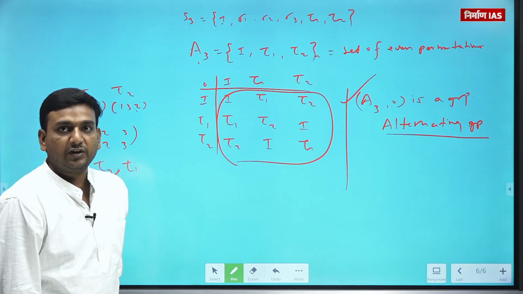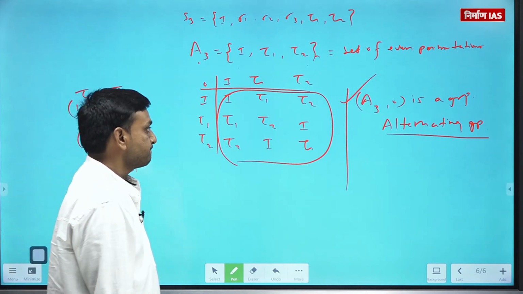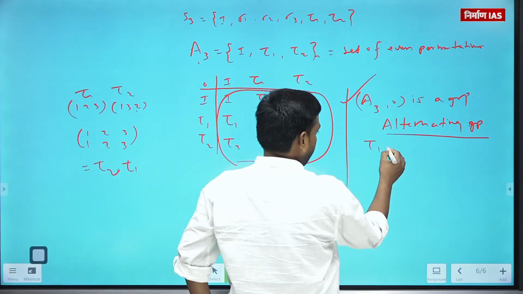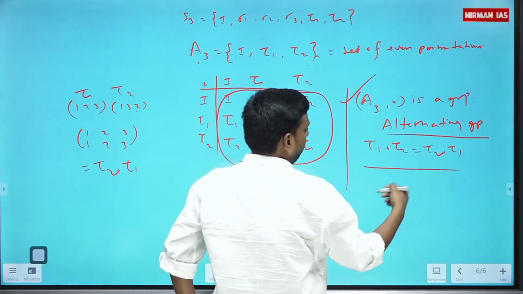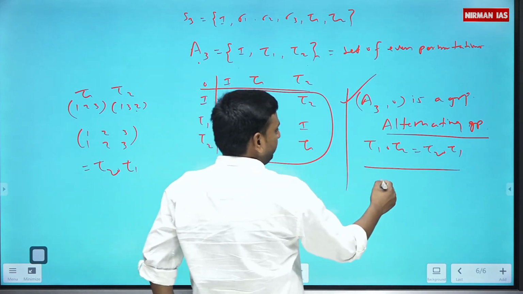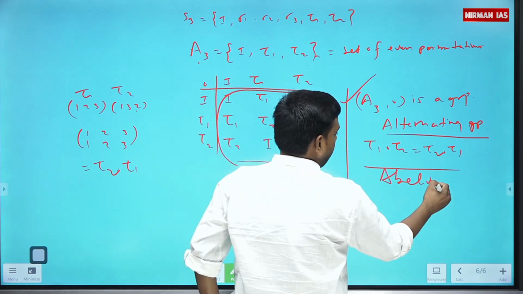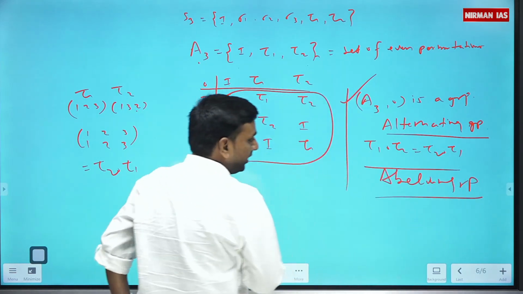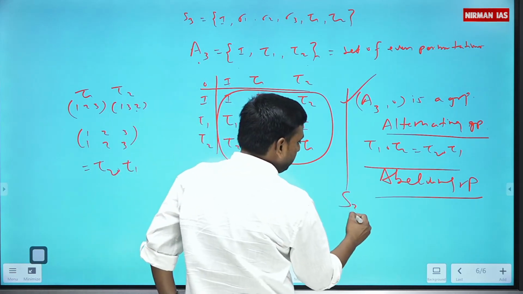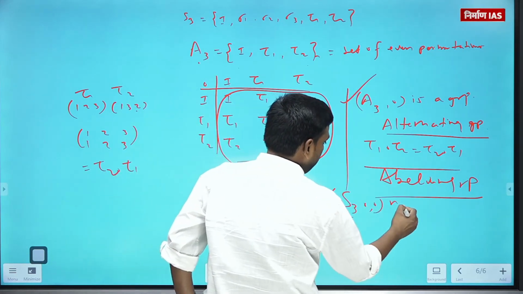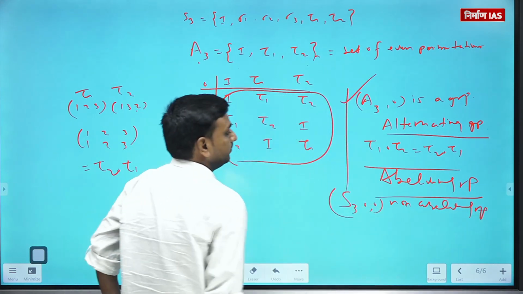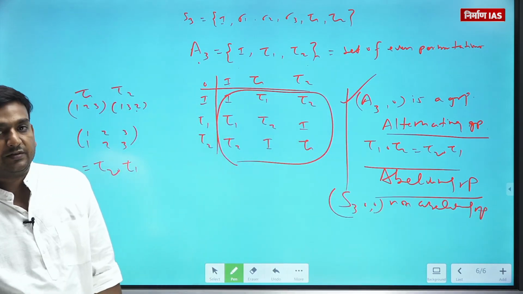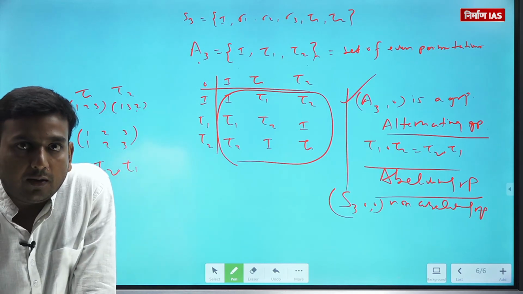Okay, so is it abelian? Yes, it is abelian. tau 1 composition tau 2 कर लीजिए, tau 2 tau 1 कर लीजिए, and I के साथ तो हो गई. So ultimately this is an abelian group, whereas S3 was a non-abelian group. Is that clear to you all?